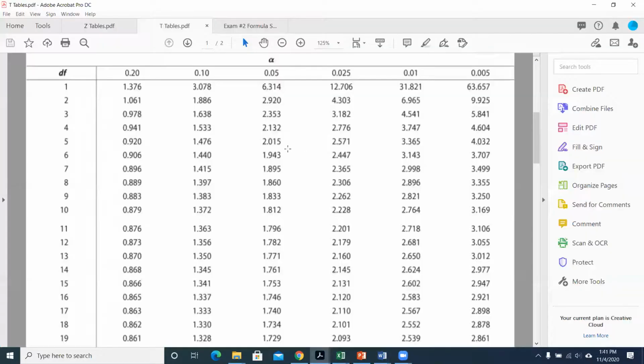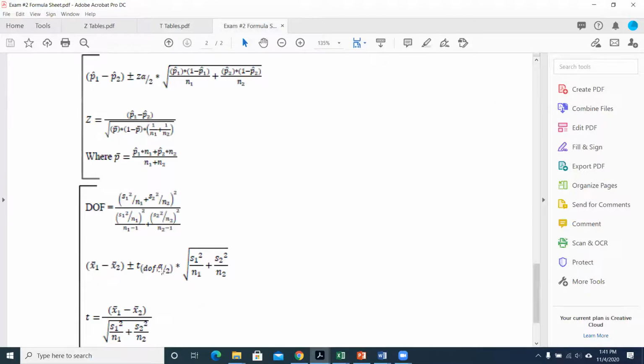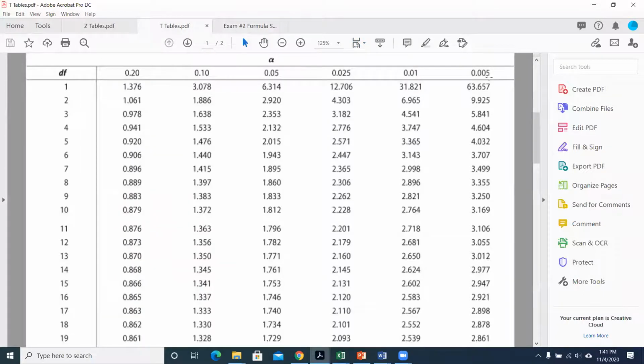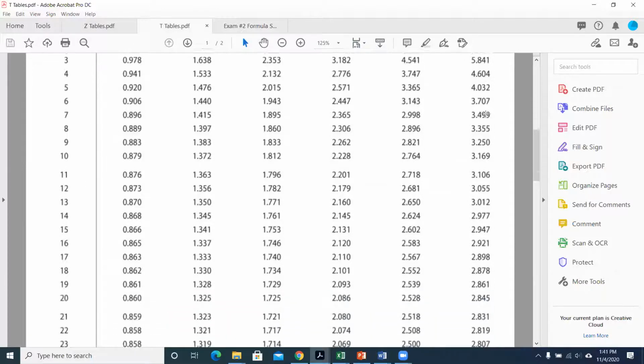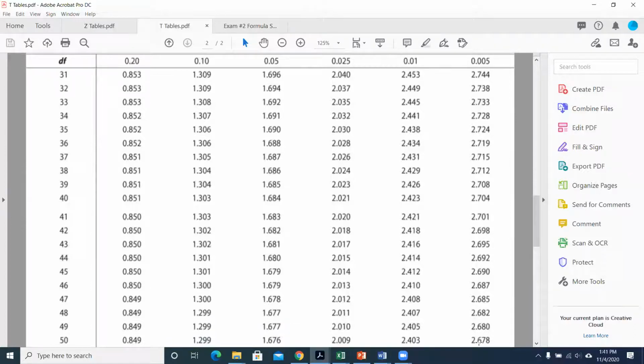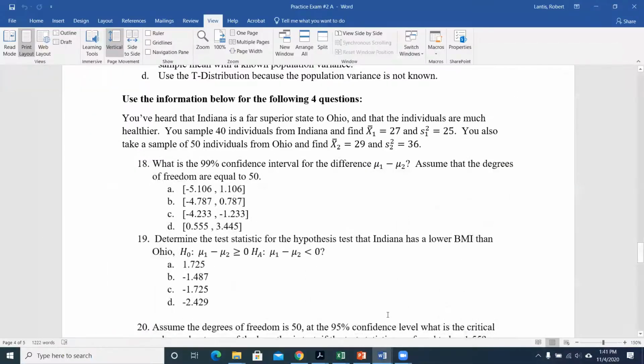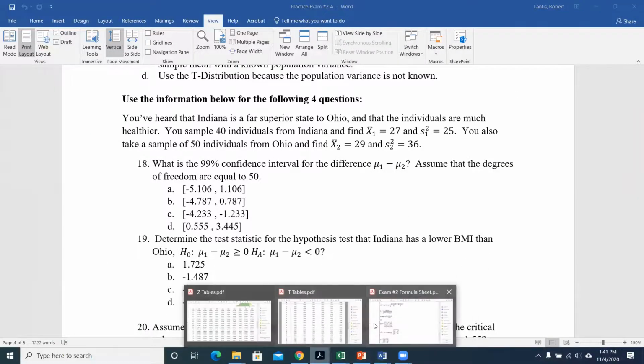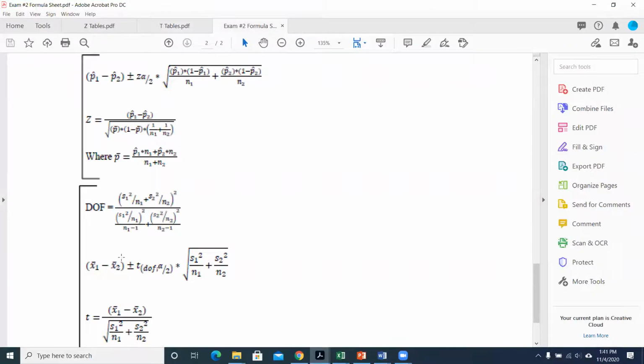I go to my student t-table. 0.01 is alpha, but remember, I have to divide that by 2 because I have 2 sides of my confidence interval. So alpha over 2, 0.01 divided by 2 would be 0.005. My degrees of freedom, I said assume was 50, so I keep scrolling down. 2.678, all right? So now that I have that value of 2.678, I can plug that in, and now it's just a matter of getting that entered into my calculator correctly, right? 2.678, plugged in the other values already.